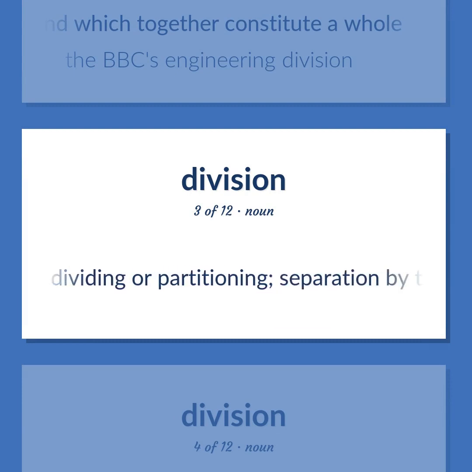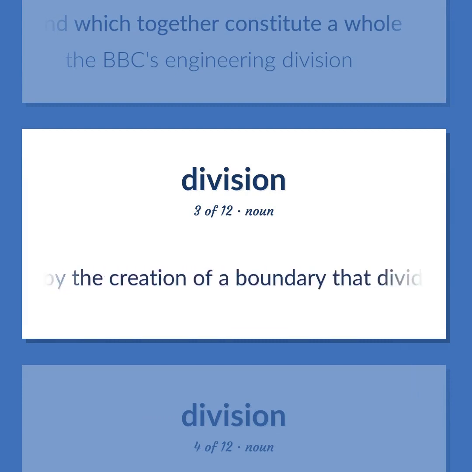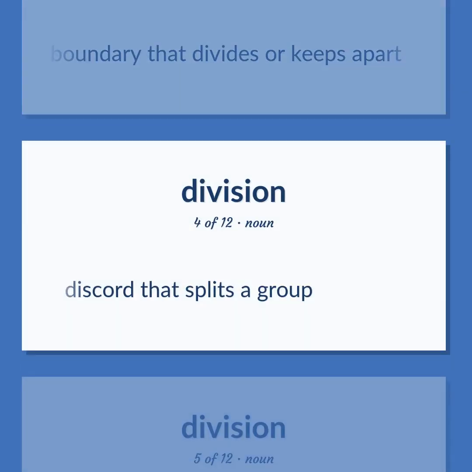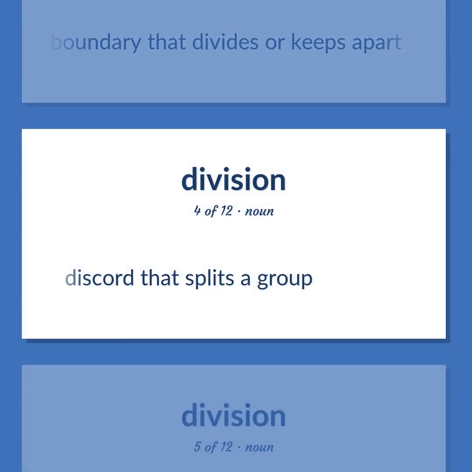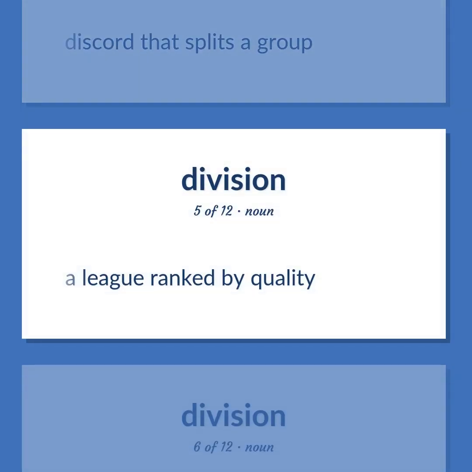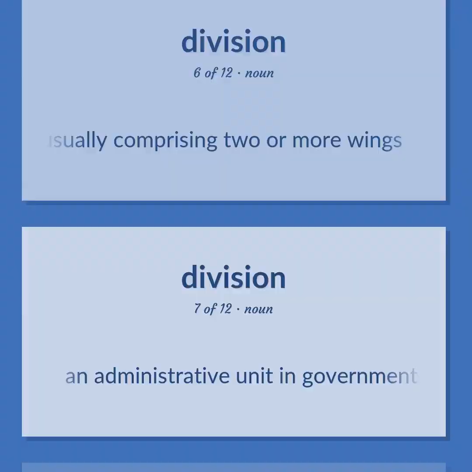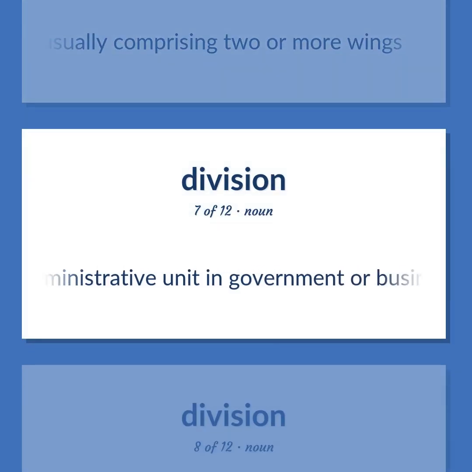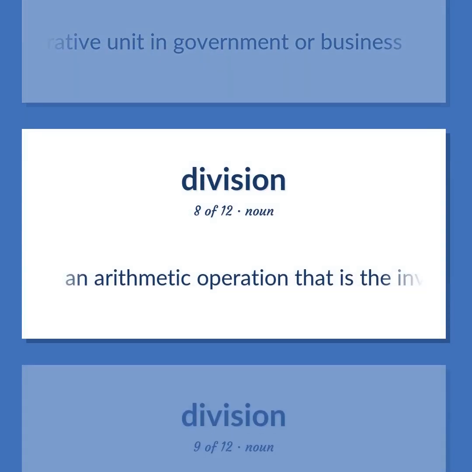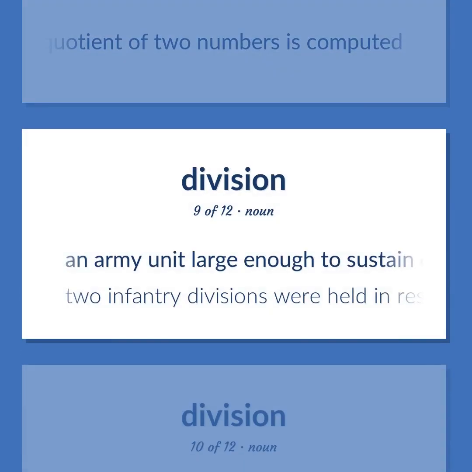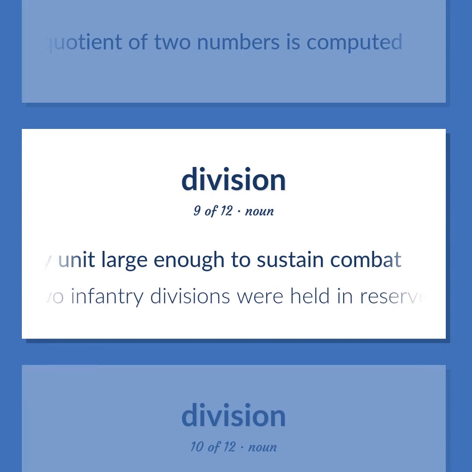The act of dividing or partitioning. Separation by the creation of a boundary that divides or keeps apart. Discord that splits a group. A league ranked by quality. A unit of the United States Air Force usually comprising 2 or more wings. An administrative unit in government or business. An arithmetic operation that is the inverse of multiplication. The quotient of 2 numbers is computed. An army unit large enough to sustain combat. 2 infantry divisions were held in reserve.